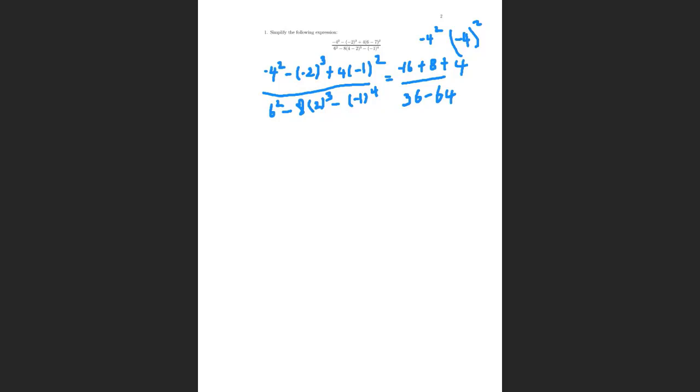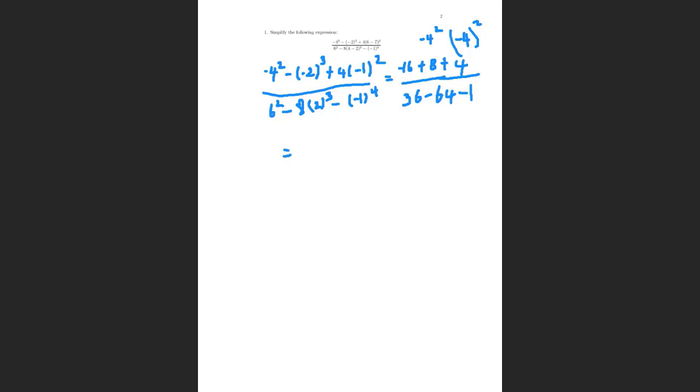And then finally, this -1 to the power of 4, any -1 to any even power is going to give you +1, and -1 to any odd power is going to give you -1. So since 4 is even, you're going to get +1, but since there's a subtraction sign in front, it's going to be -1. So this turned out pretty easy.